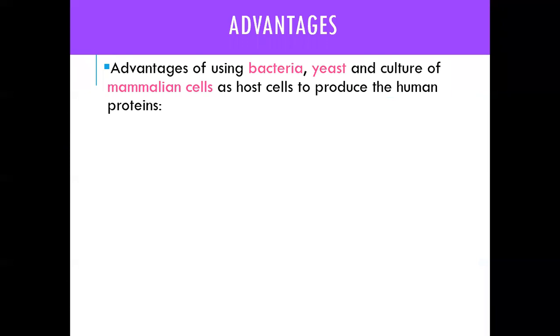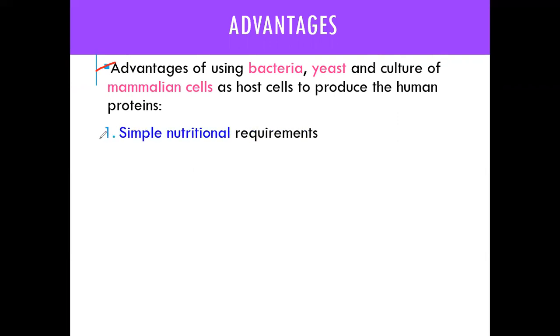So the advantage of using the recombinant protein is that we can use bacteria, yeast, as well as mammalian cells as the host cells to produce that human protein for us. So instead of slaughtering the animal and then trying to isolate that small amount of insulin or factor VIII and other things from the slaughtered animal, it's very little.